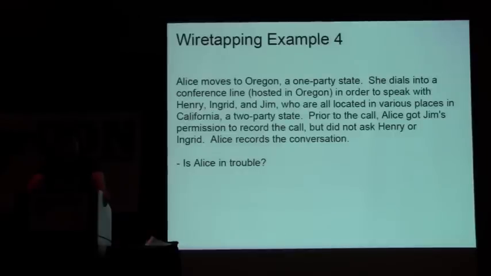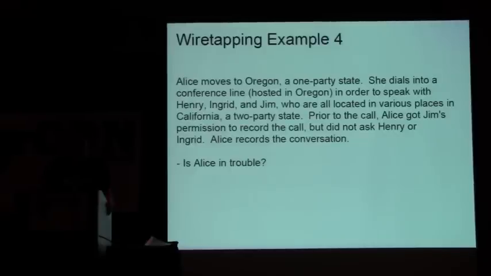Wiretapping cares, because there are state statutes. The federal statute says you need one-party permission, which she got. So the federal statute says you're fine. The state statutes care about where the wiretapping takes place. If she's tapping in Oregon, she needs one party's permission. If she sneaks over to California and decides to tap it there, then she needs everyone's permission.